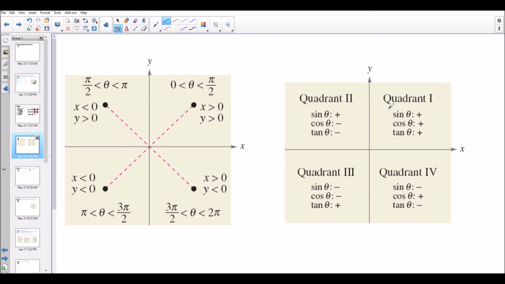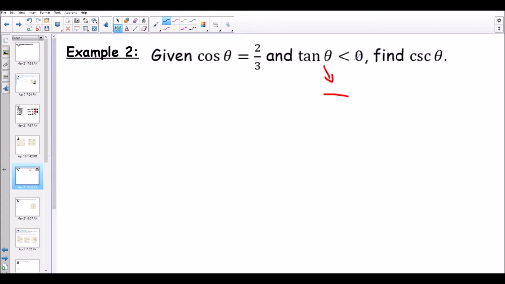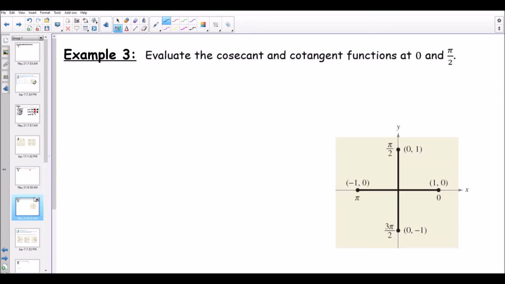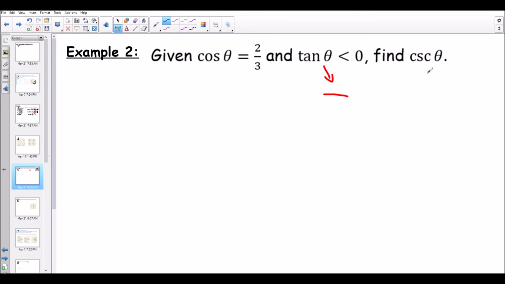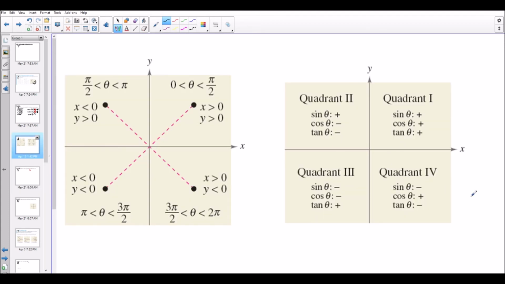In fact, because the tangent is negative, we're going to have to figure out which quadrant this is in, because that might have an effect on the cosecant. All right, the tangent is negative, so that means it can't be quadrant 1 because tangent is positive, and it can't be quadrant 3 because the tangent is positive there. However, now we're left with two possibilities. The tangent is negative in quadrant 2, and the tangent is negative in quadrant 4. So which quadrant is the angle in?